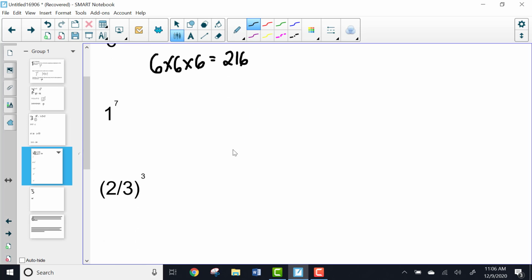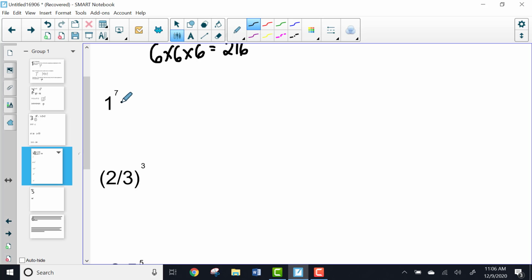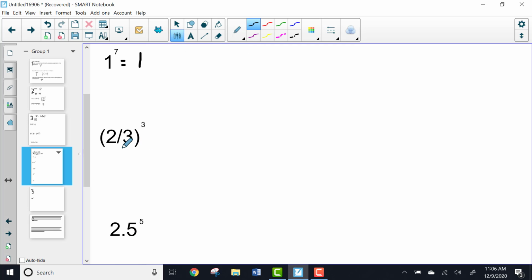All right, moving down. 1 to the power of 7 is going to equal 1. All we're doing is multiplying 1 by itself 7 times, so that's just going to equal 1. 2/3 to the power of 3: what we have here is 2/3 times 2/3 times 2/3. So we have 2 times 2 times 2, that's going to equal 8. And then 3 times 3 times 3 is going to equal 27.